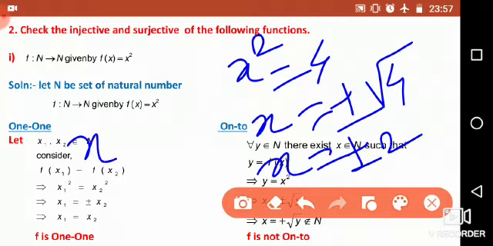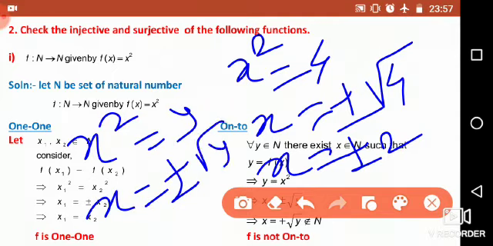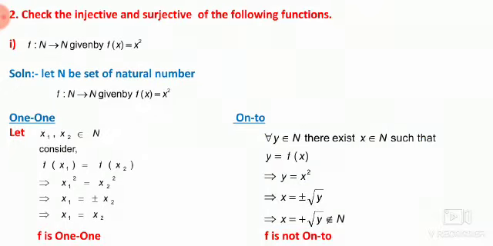Likewise, if x square equals y, then x equals plus or minus root y. Therefore, y equals x square, so x equals plus or minus root y. This implies that x equals plus root y, because the domain and codomain are the natural numbers, so there are no negative values of x and y. Therefore, I take only positive values of x. So x equals root y. But this x does not belong to N. For all values of y, there is no pre-image in the domain.